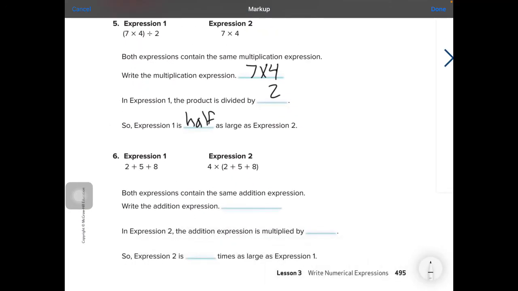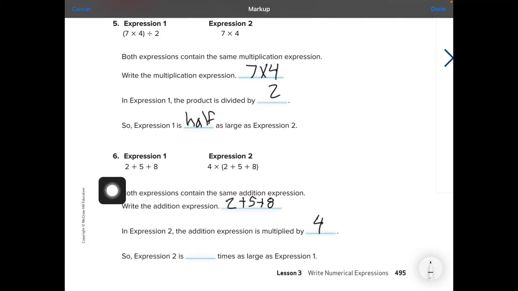Number 6, expression 1, we're going to look at and compare an expression 2. Both expressions contain the same addition expression, 2 plus 5 plus 8. So you're going to write 2 plus 5 plus 8. Then, in expression 2, the addition expression is multiplied by 4.